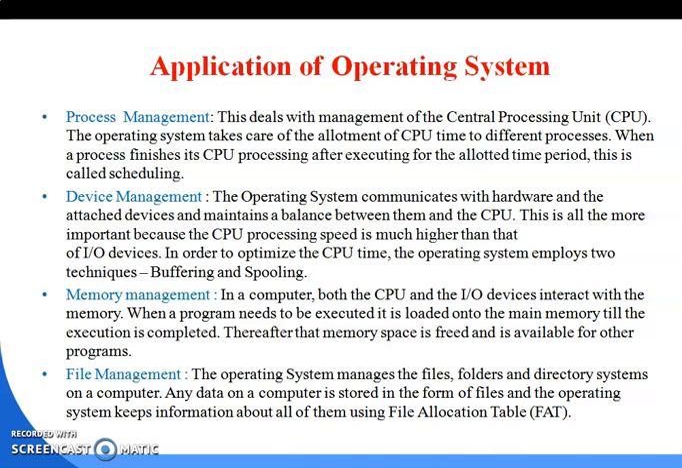Okay, so that was for today's class. From the next class we will discuss the rest of the applications of the operating system.